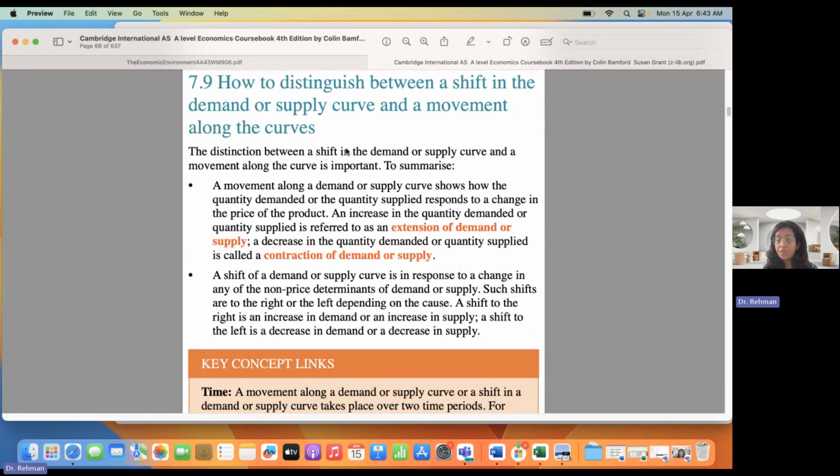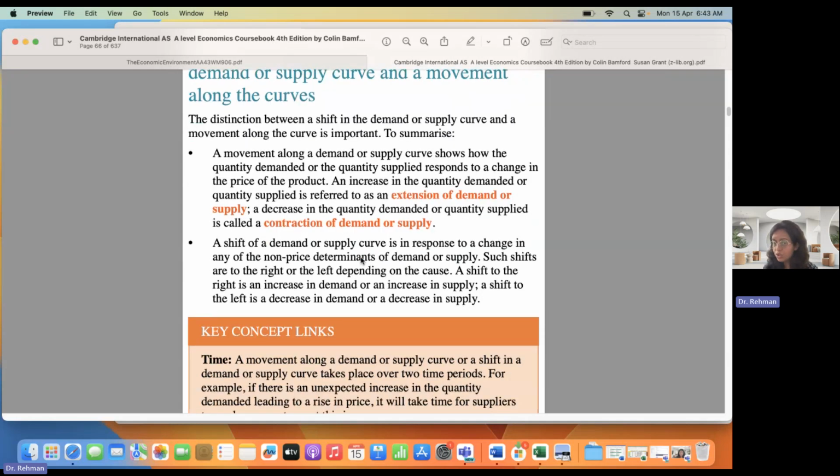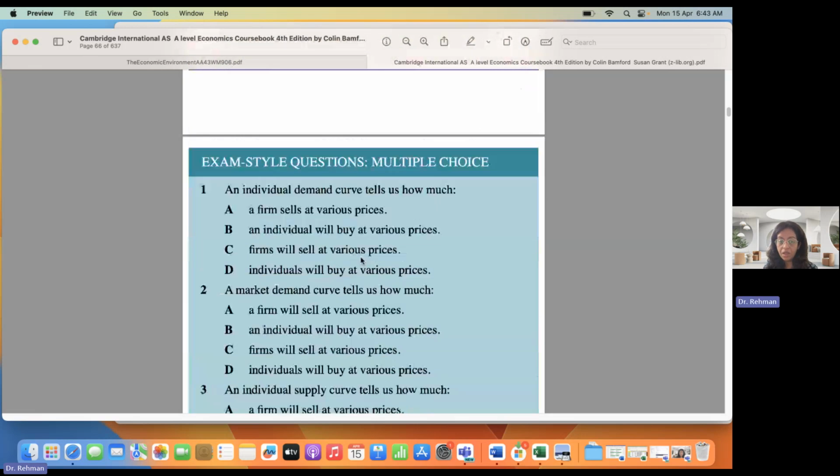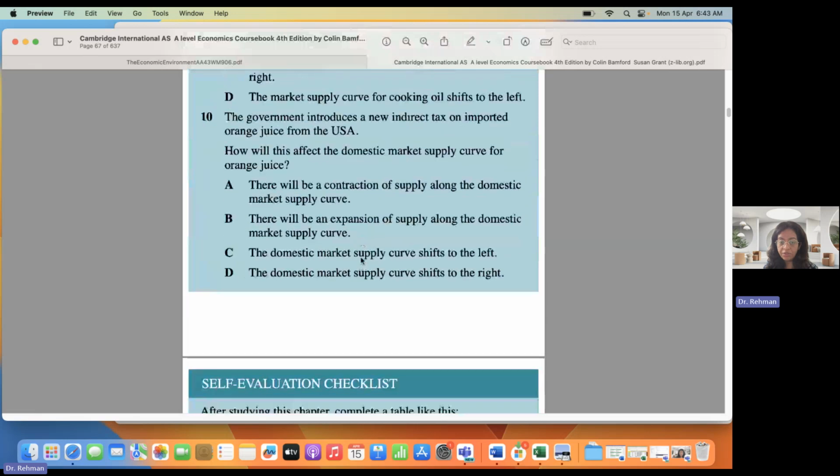I'm sorry. This is super important, all right? Extension, contraction, increase and decrease. Go through this content really well, okay? Read it again. And that's the end of the entire chapter.